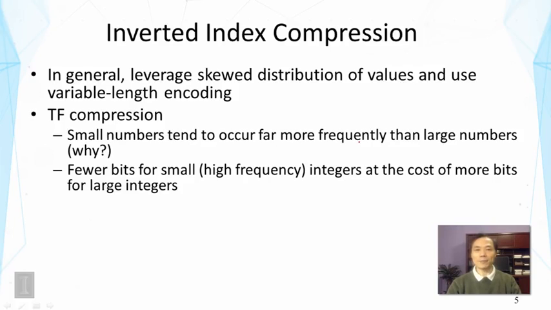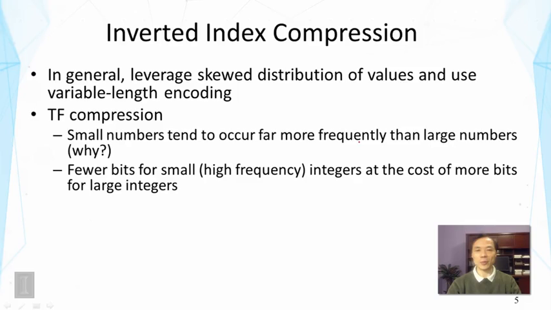Now, if you think about what kind of values are most frequent there, you probably will be able to guess that small numbers tend to occur far more frequently than large numbers. Why? Well, think about the distribution of words, and this is due to Zipf's law, and many words occur just rarely. So we see a lot of small numbers.